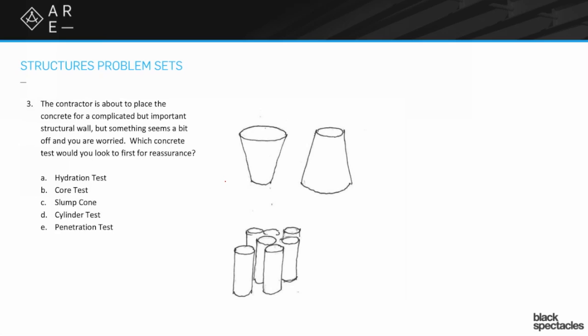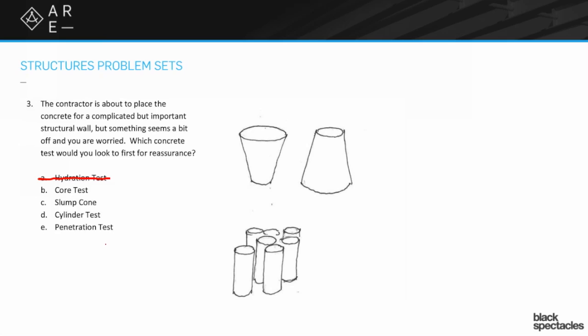So the key thing here when you're reading this question is that time seems of the essence, that something's wrong, and before things get too set in place, you want to know, are things going reasonably correctly? So a couple things we can do right off the bat is get rid of a few of these choices. One that we can get rid of is A, because hydration test I just made up. So that's not a real thing. Maybe it's a real thing. I don't know. Maybe it is. But I made it up either way.